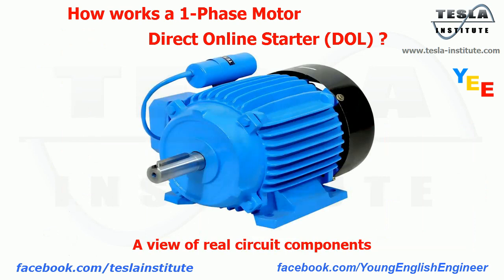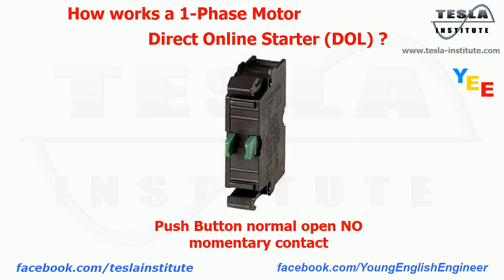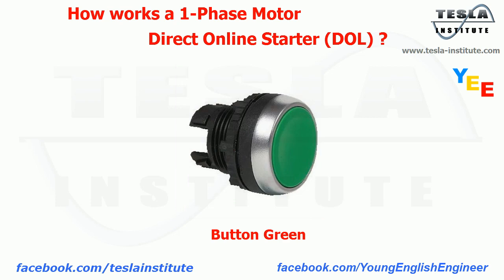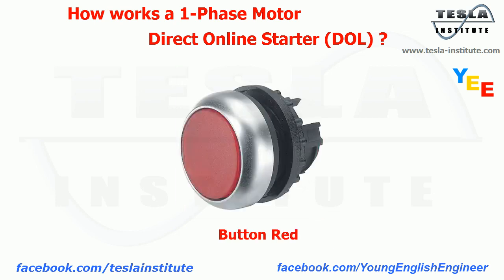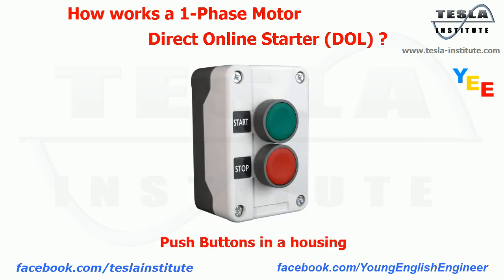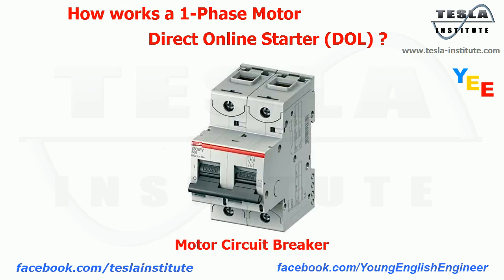A view of the real circuit components. Motor. Siemens 2-pole contactor with two auxiliary normal open (NO) contacts. Push button normal open (NO) momentary contact. Button mounting adapter. Button green. Button red. Push button normal close (NC) momentary contact. Complete push button. Push buttons in a housing. Terminal block. Motor circuit breaker.